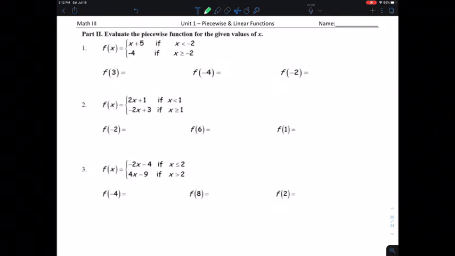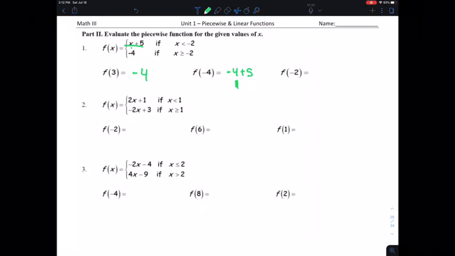So if we're evaluating f of 3, we have to ask ourselves, where's the piece defined at 3? And since 3 is greater than negative 2, it would be defined here. So I answer simply negative 4. Where is it defined for negative 4? Since negative 4 is less than negative 2, we would use the first piece. So that would be negative 4 plus 5, and that'll give us 1.